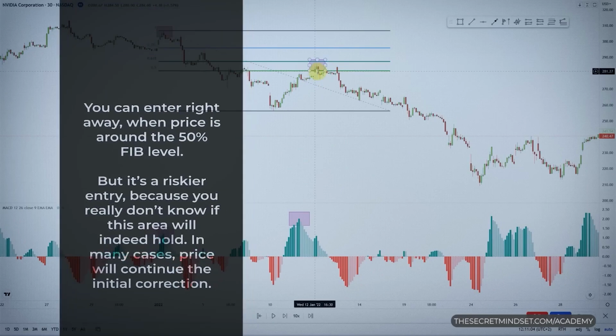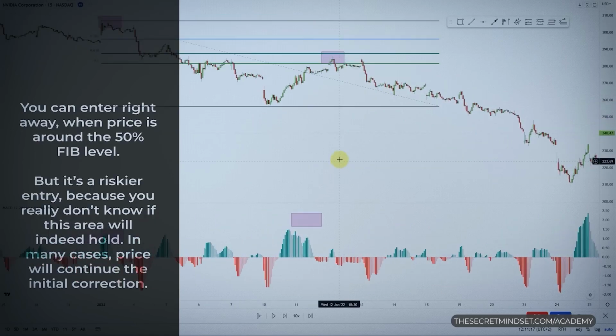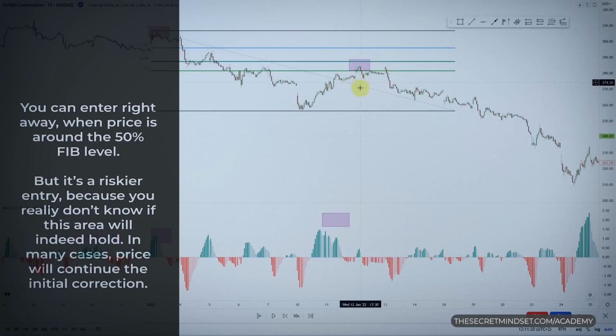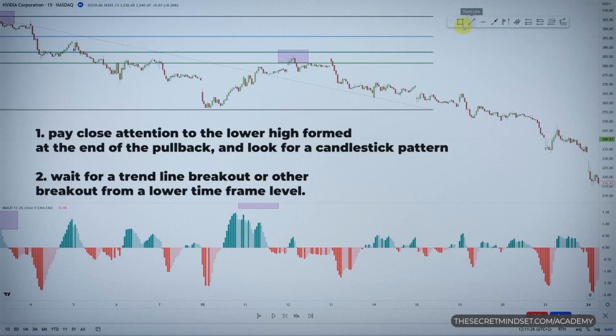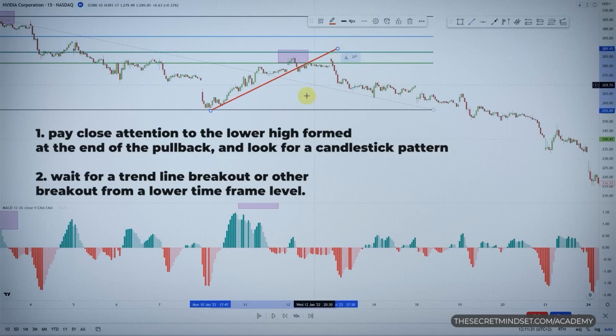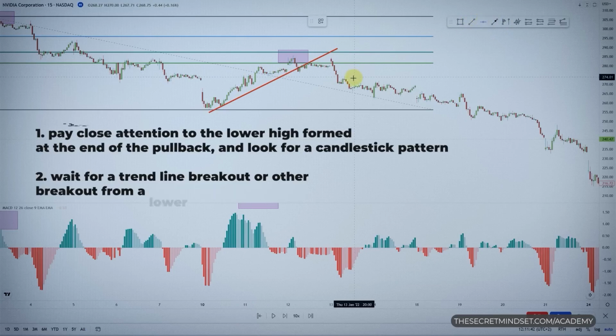Now, you can enter right away when price is around the 50% level, and this is the best area to take the trade from. But it's a riskier entry because you really don't know if this area will indeed hold. In many cases, price will continue the initial correction. That's why maybe you should adopt a more conservative entry. You pay close attention to the lower high formed at the end of the pullback, and you look for a candlestick pattern, or you wait for a trendline breakout or other breakout from a lower time frame level.